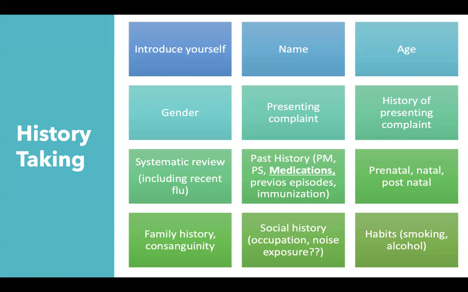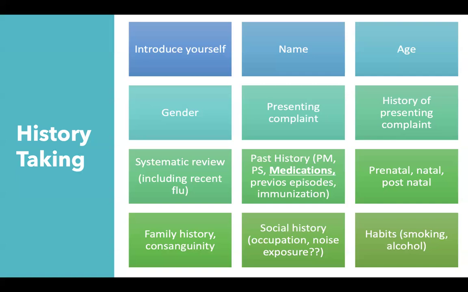Now, family history, including consanguinity, which is very common in our country. Now, social history, to know more about the occupation, noise exposure, and finally habits, smoking and alcohol. Of course, this is not exclusive, but this could be covering. If you did this history taking, you're almost covering every aspect important for hearing loss.